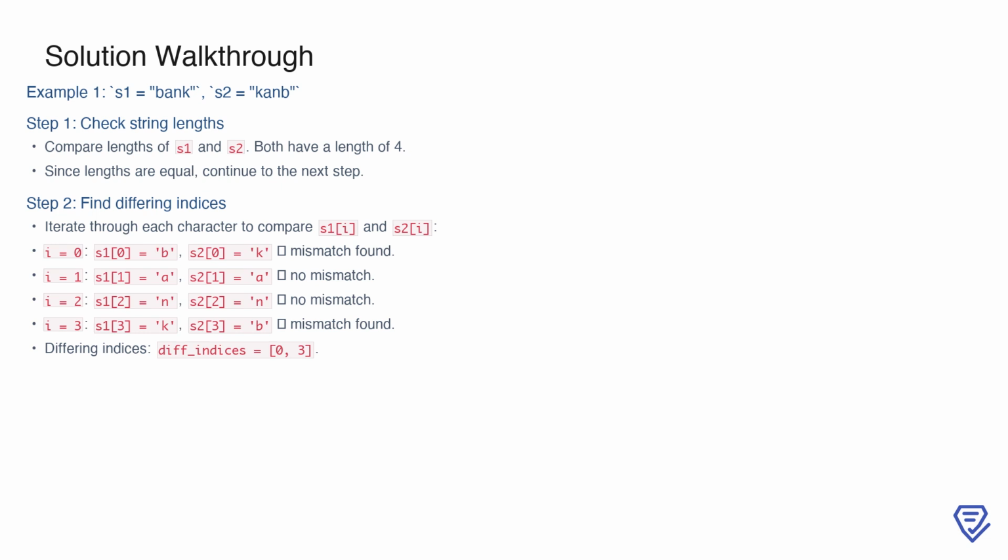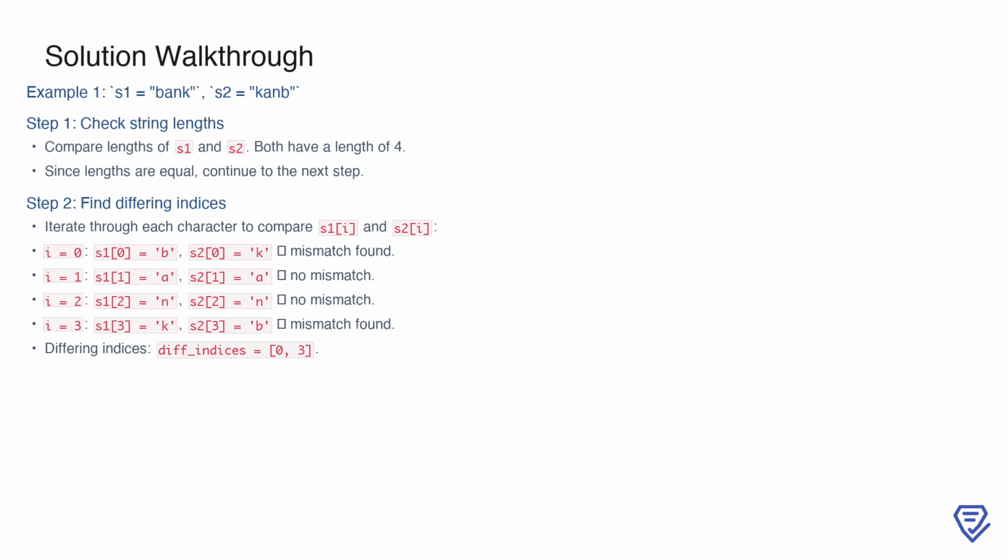To solve this problem, we start by comparing the lengths of the two strings, S1 and S2. Here, both strings have a length of 4, so we know they pass this initial check. Next, we find the indices where the characters in the two strings differ. We compare each character at the same position in both strings. At index 0, S1 has the character B while S2 has K, so there is a mismatch. At index 1, both characters are A, so there is no mismatch.